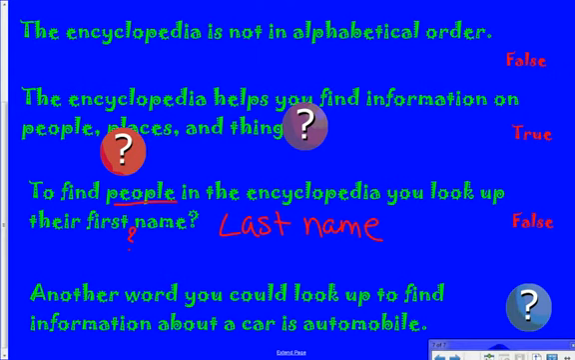All right, and finally, another word you could look up to find information about a car is an automobile. Okay? Car, automobile. True or false? That would be true. Automobile is another word for car. So if you can't find it under car, which is slang, basically, it's the easy word for automobile, then you look under automobile. All right, so that's it for that.